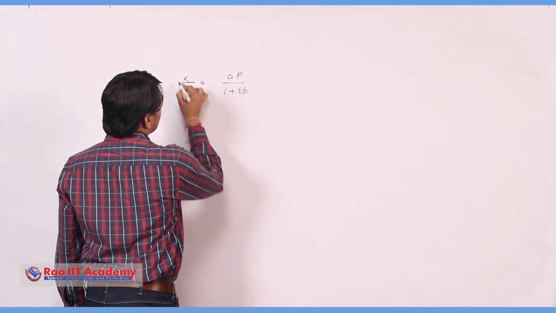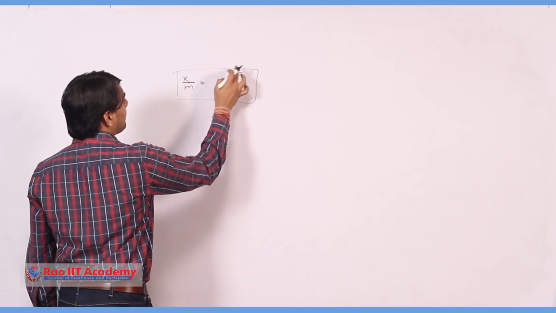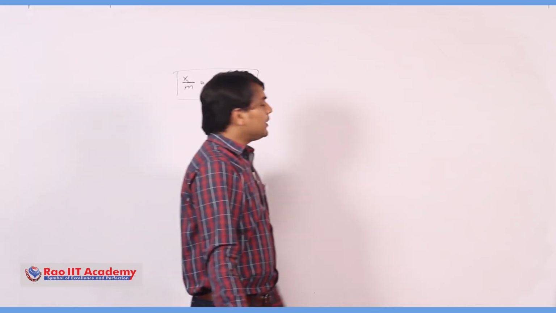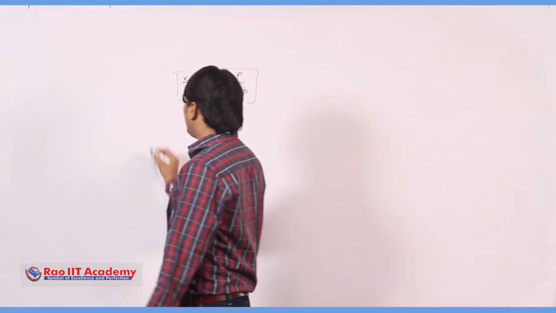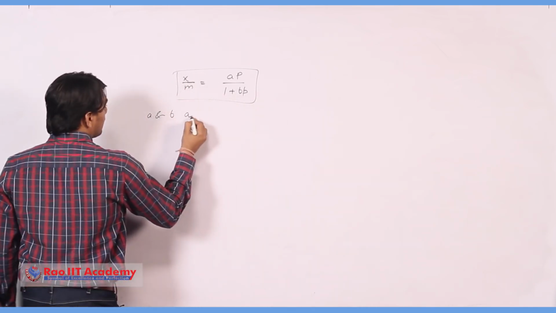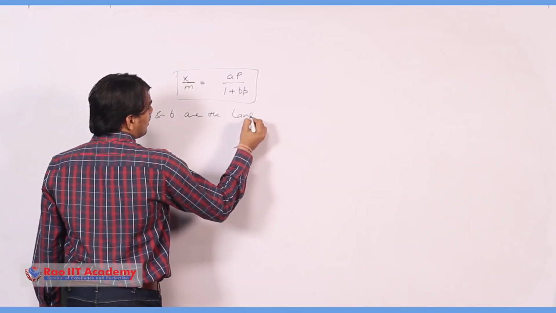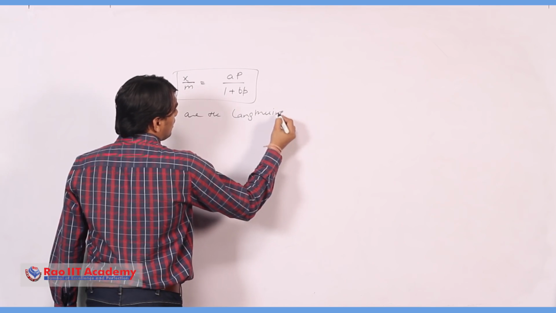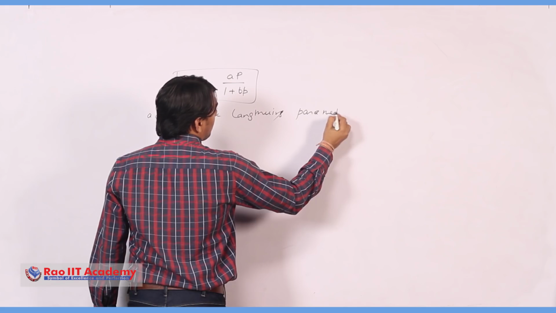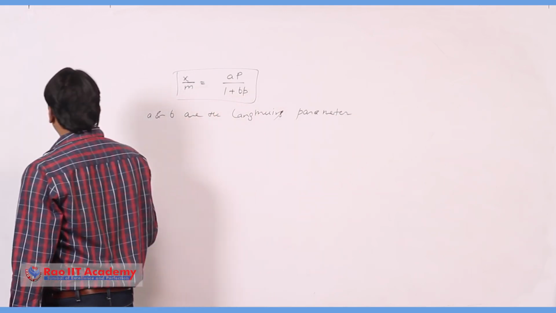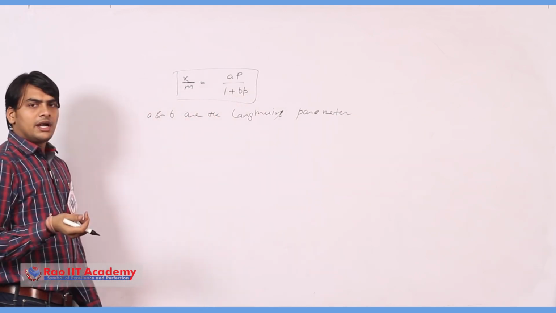which is x by m is equal to A P upon 1 plus B P. So, here A and B are the Langmuir's parameters, and their values depend upon the nature of adsorbent and adsorbate.